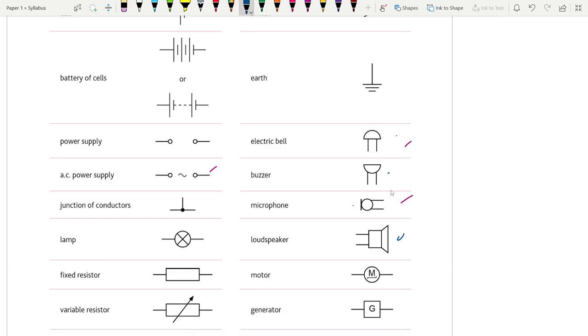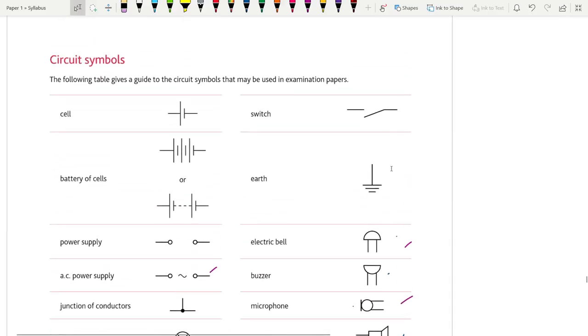So electric bell. The buzzer and electric bell may be confused, so you need to know it properly. The electric bell has the dome pointing outwards. It looks like a mushroom. And the buzzer has the dome pointing down. Okay, and this is the switch.